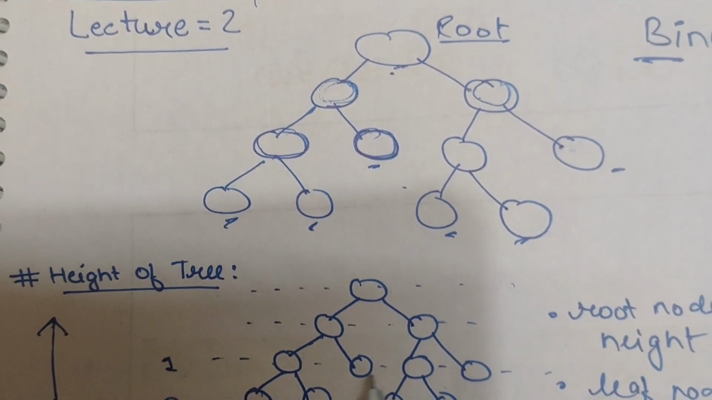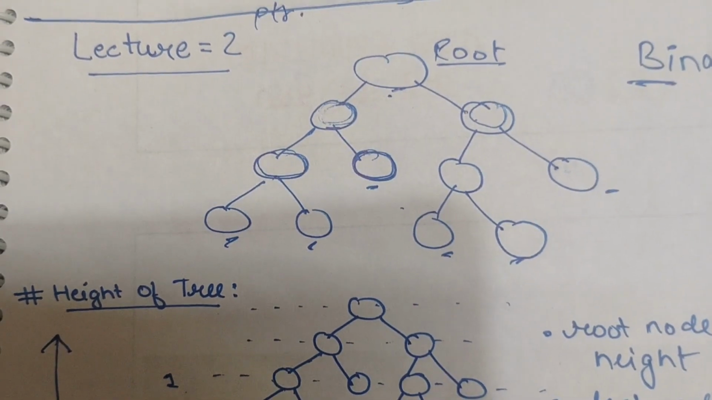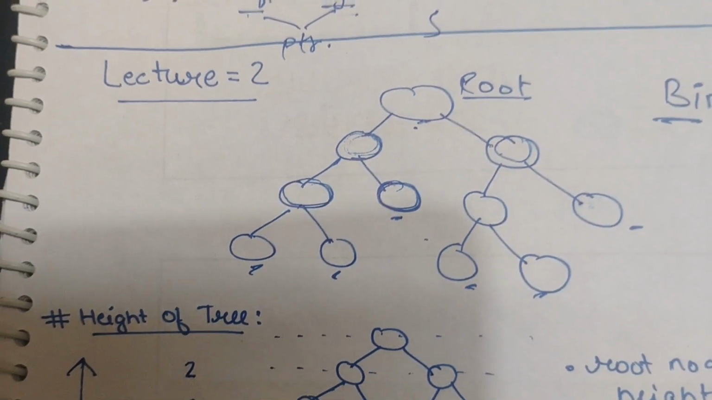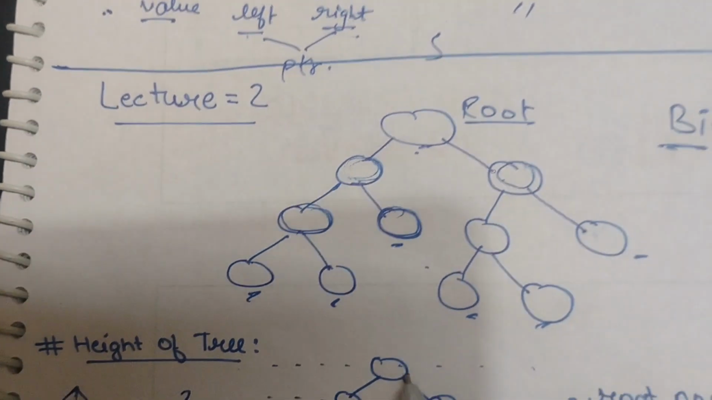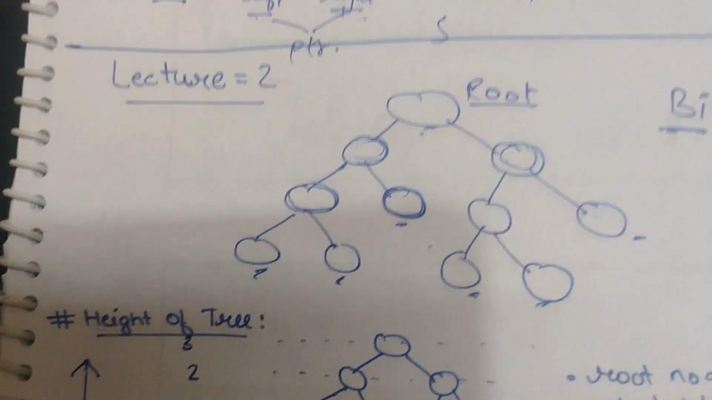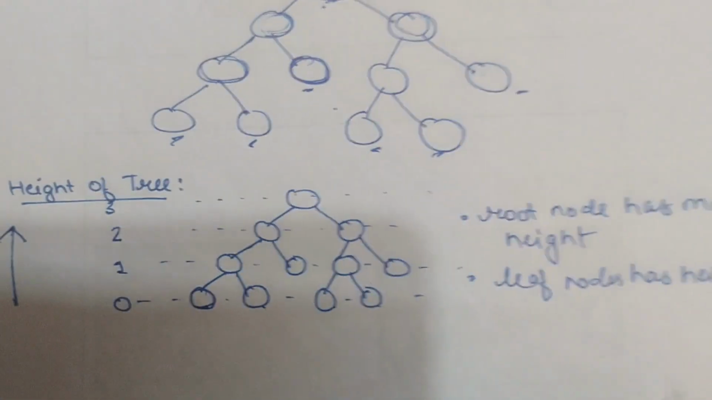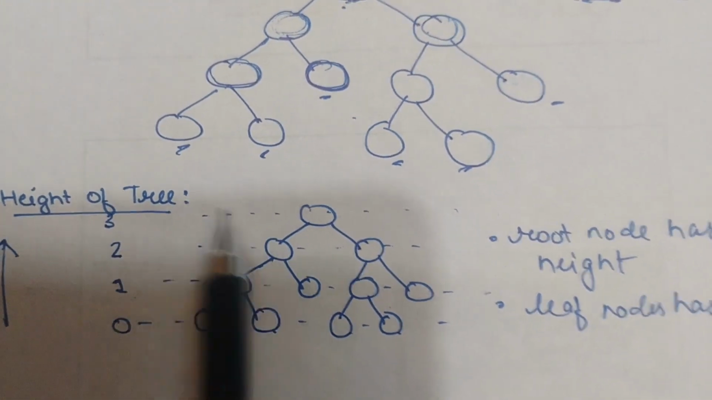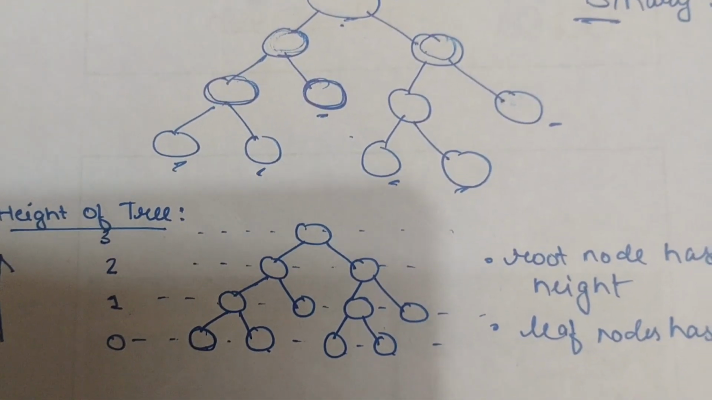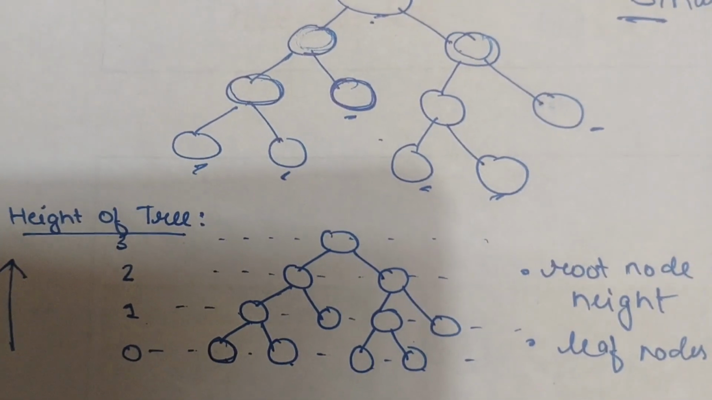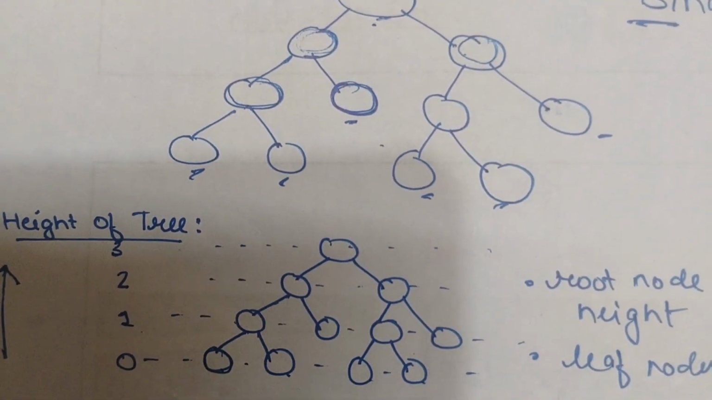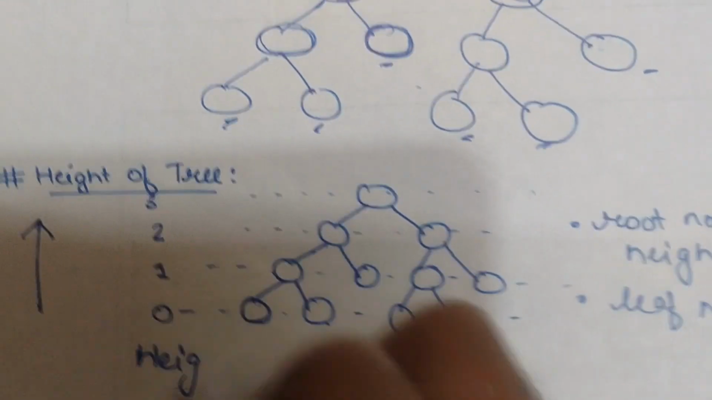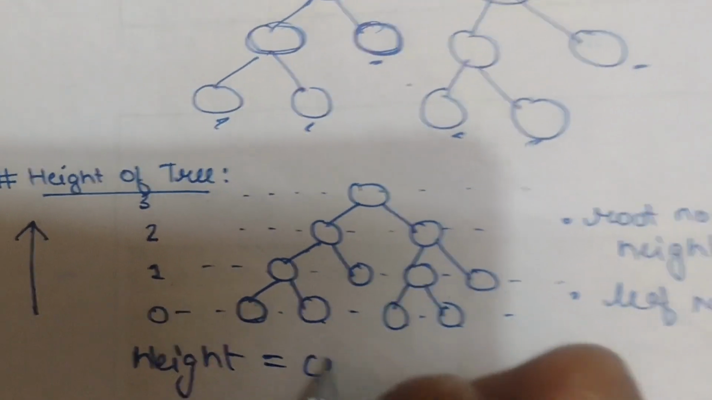This node has height 1. Now if we go one more up, level 2, and above it we have the root, that is 3. So we can say that this tree has height of 3, 0, 1, 2, 3, or we can say the number of levels minus 1 is the height. So height equals 3.